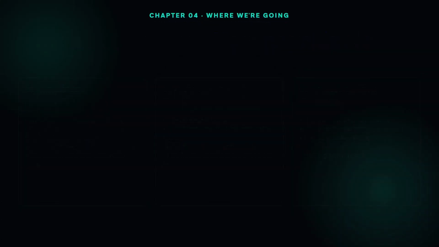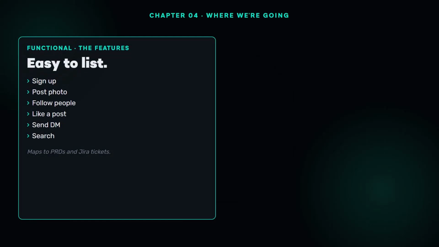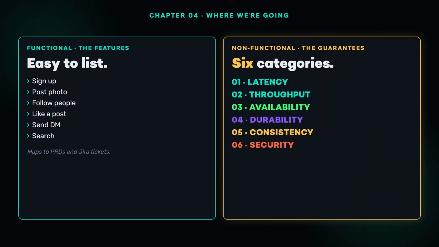Here's where we are going. On the left, the functional side, the features. Things like user can sign up, post a photo, follow people, easy to list. They map to product requirement docs and Jira tickets. On the right side, the non-functional side, the guarantees. This is where the engineers spend real time, and there are 6 categories you need to memorize. Every interviewer expects all 6.